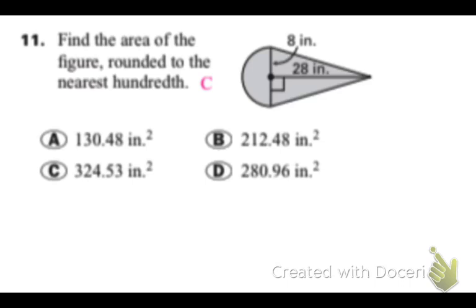Okay, find the area of the figure rounded to the nearest hundredth. Okay, so there's actually 2 figures in here that we know how to deal with. Okay, there's a triangle here, and then there is a half circle there, and we're looking for area. So let's do one at a time. Let's do the triangle first.